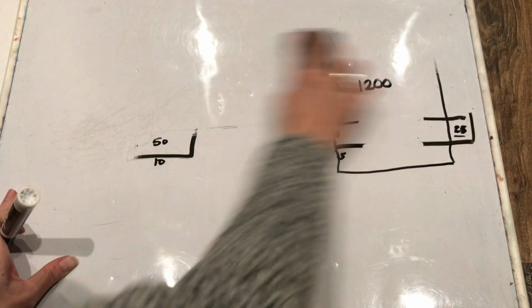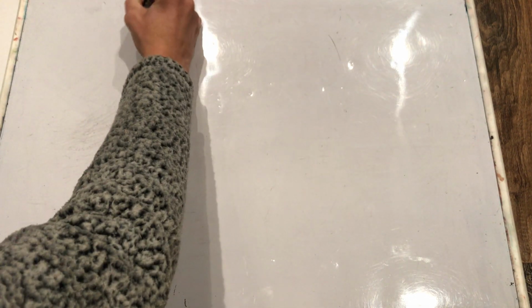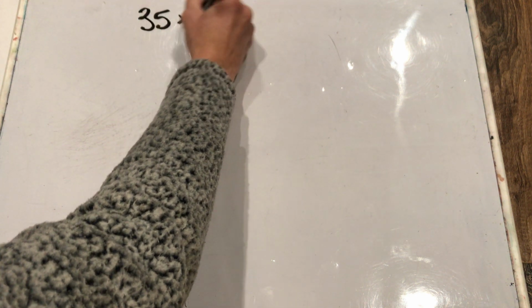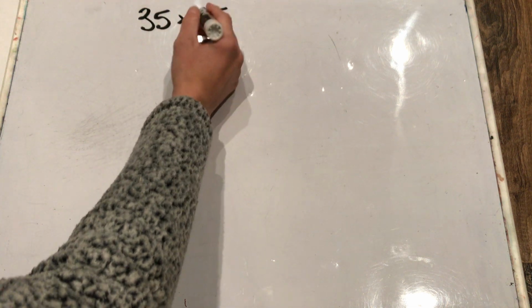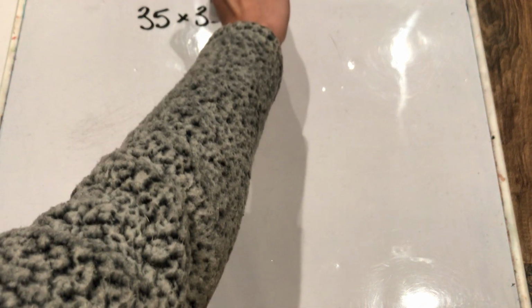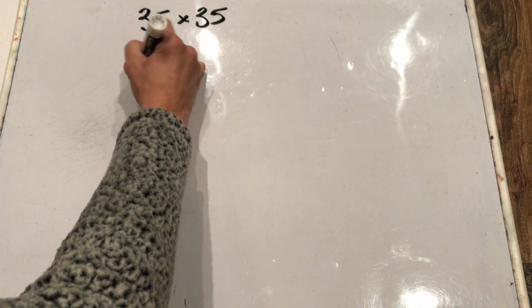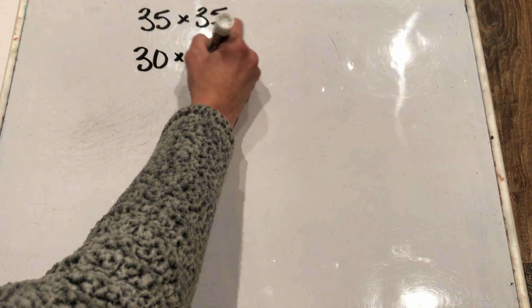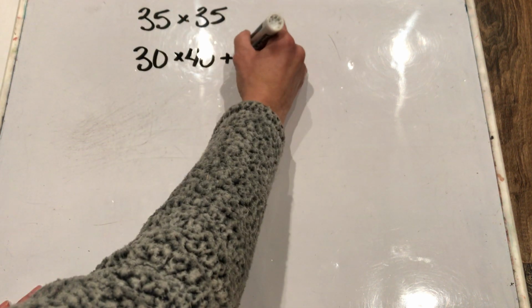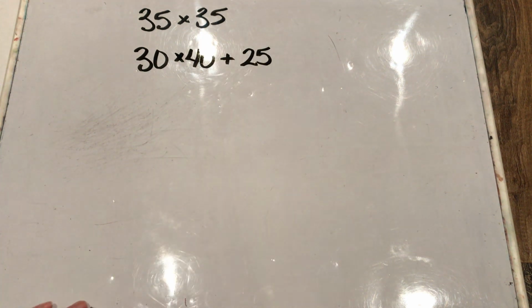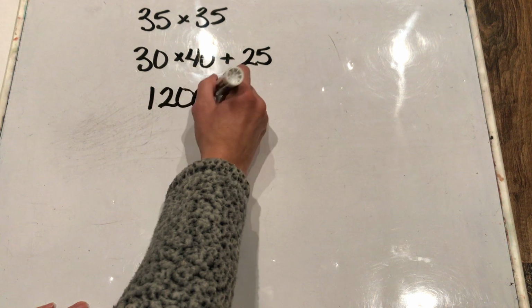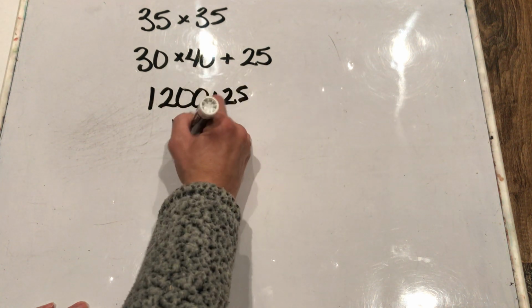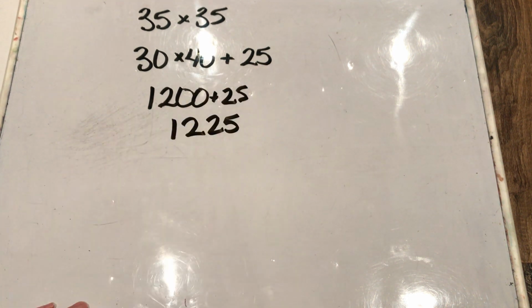So the trick to multiplying squares that end in 5 would be to rotate that 5 around. So what I do is I'm going to round this one up and round this one down. But remember, we're taking the 5 that was over here and bringing it down here. So we had 30 times 40, and then we're going to have to add the 5 times 5, which was 25. So this would be 1200 plus 25, or 1225.